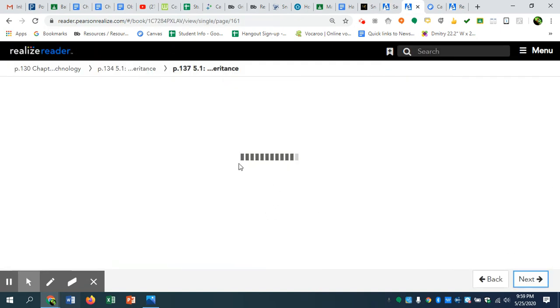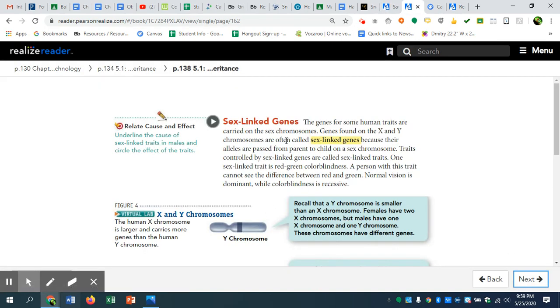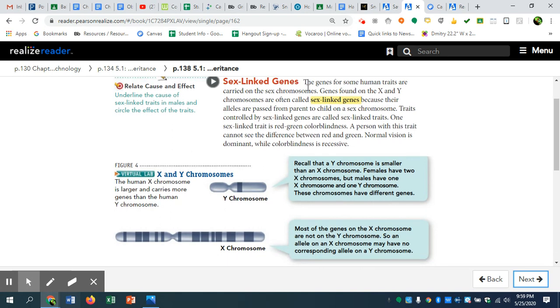And we're going to start our activities on page 138. Okay, let's read a little bit here at the top. So genes found on the X and the Y chromosomes are often called sex-linked genes because their alleles are passed from the parent to the child on these X and Y chromosomes. So the traits controlled by sex-linked genes are often called sex-linked traits. And so one of these that's carried on the X chromosome is color blindness.